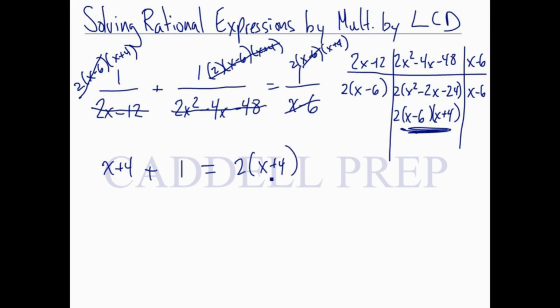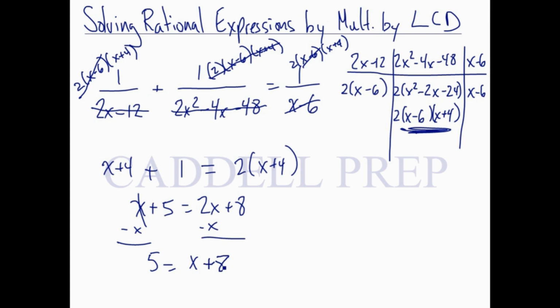Now we have a simpler equation that we could solve. So let's combine like terms. This becomes x plus 5. Let's distribute this 2. This is 2x plus 8. Alright, so now let's get all the x's together. So minus x, minus x. So now here x's cancel out. We have 5 equals 2x minus x, which is 1x or x. Still have the plus 8. And now let's just subtract 8 from both sides. We have 5 minus 8, -3 equals x.